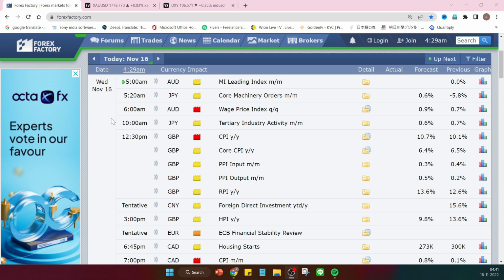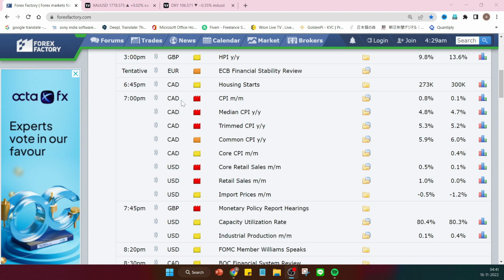And when we look at the events plan for today, Wednesday, November 16th. At 6 am we have high impact news planned for Australian dollar related currency pairs. 12:30 pm we have high impact news planned for British pound related currency pairs. At 7 pm we have multiple high impact news planned for Canadian dollar related currency pairs. And also we have high impact news planned for US dollar related currency pairs at the same time.